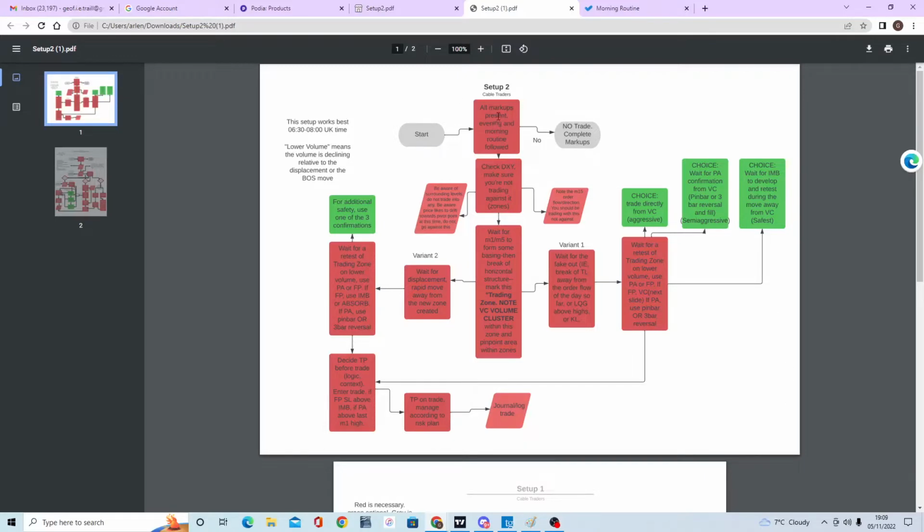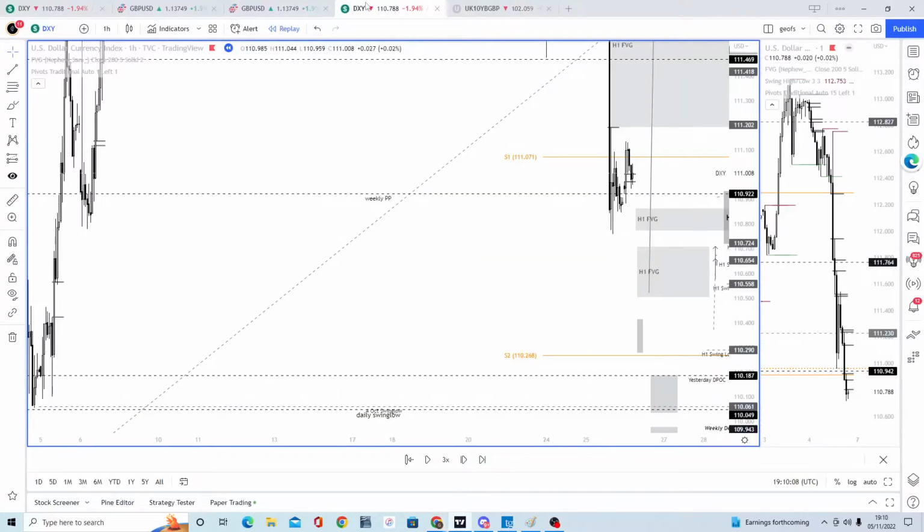Again, like setup 1, we're going to have all markups present, evening and morning routine followed. If this is not done, no trade, okay? Then you check the DXY and check we're not trading against zones. So if you remember from the last video, we're also using DXY for bias, along with other things. So let's check DXY.